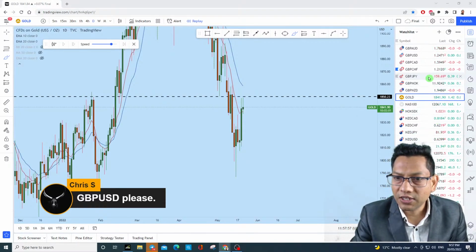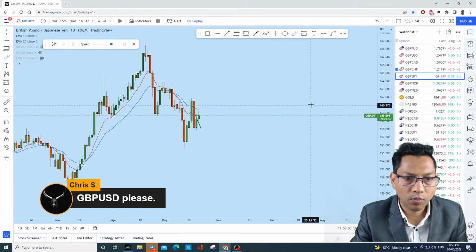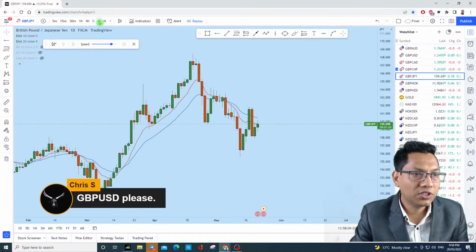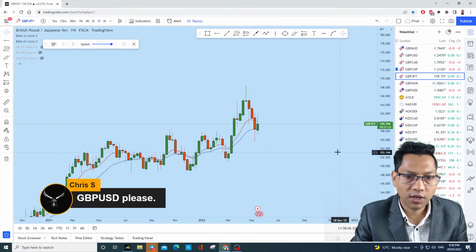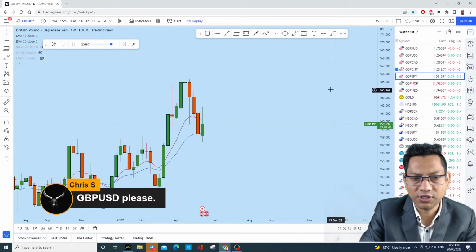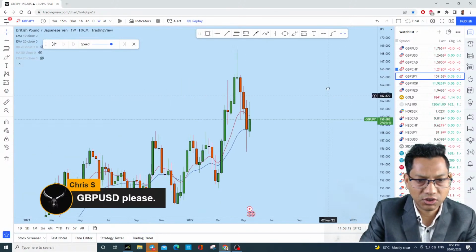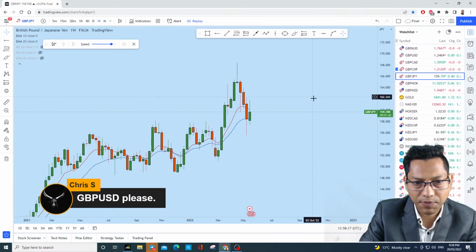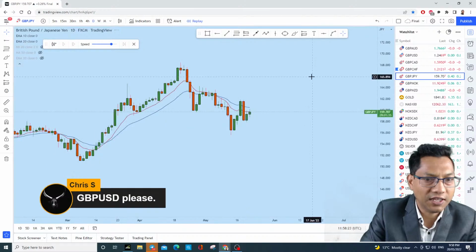So let's see JPY, what it is doing. First of all, weekly. I think that JPY is overall a bullish market, but it's still bearish for now. The price is sideways. This is the weekly candle. Let me see the daily.